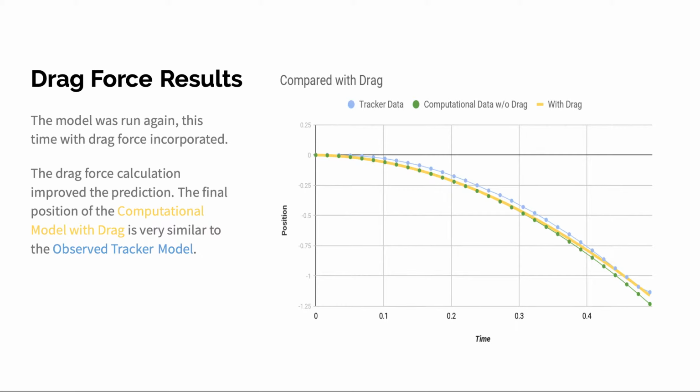I then compared all three sets of data to see which one predicted the motion best. The tracker data in blue was what was observed, and the computational data without drag is in green and with drag in yellow. You can see that the position is almost the same for the computational model with drag, which is a very good prediction.